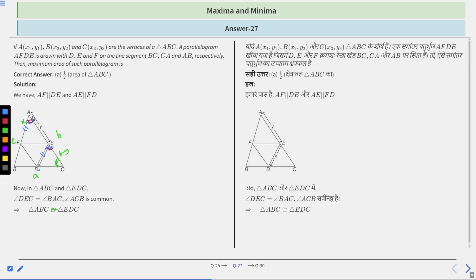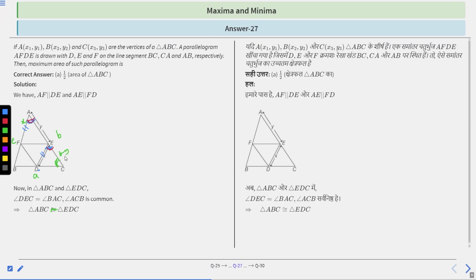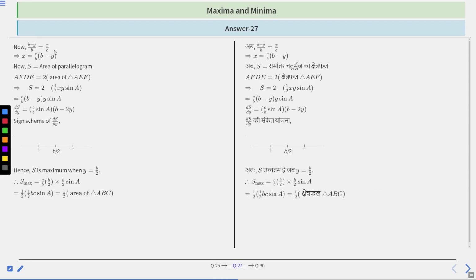EC upon AC will be equal to AF upon AB, right? That means B minus Y upon B will be equal to X upon C. Clear? Therefore, you can calculate X as C upon B into B minus Y, right? Therefore, X is equal to C upon B into B minus Y.